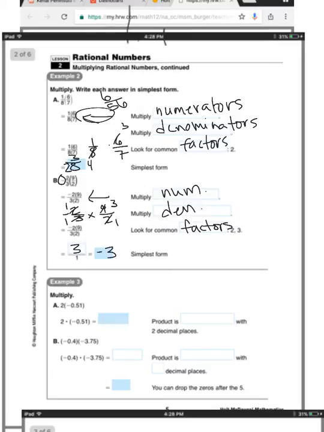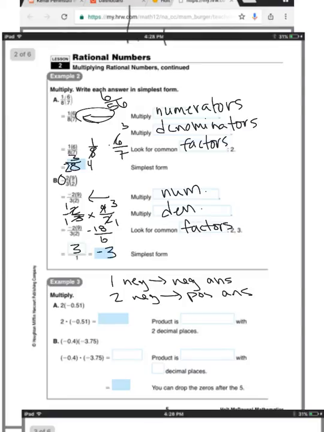Or you can just do negative 2 times 9 is negative 18, and 3 times 2 is 6, and then divide 18 by 6, and you still get negative 3. Remember when you're multiplying two numbers, one negative gives you a negative answer, and 2 negatives gives you a positive answer.